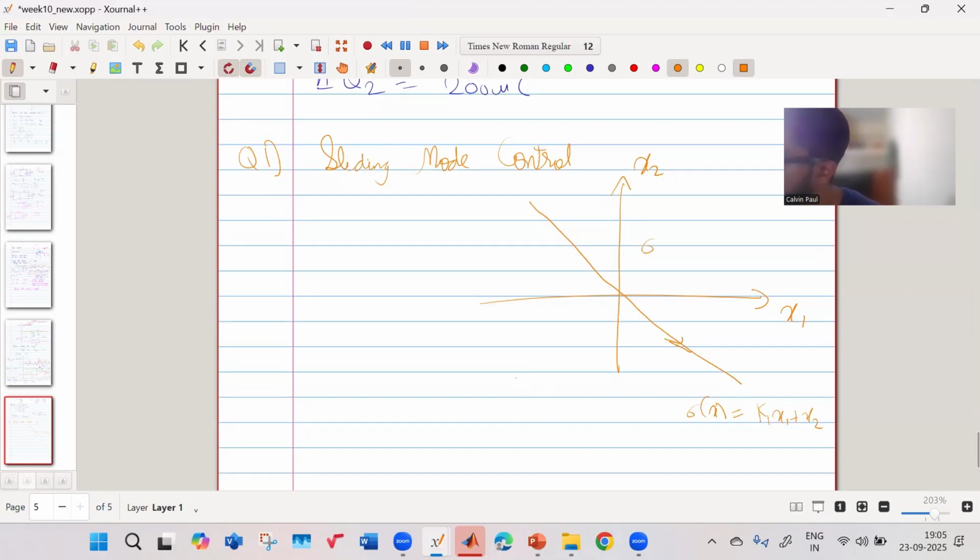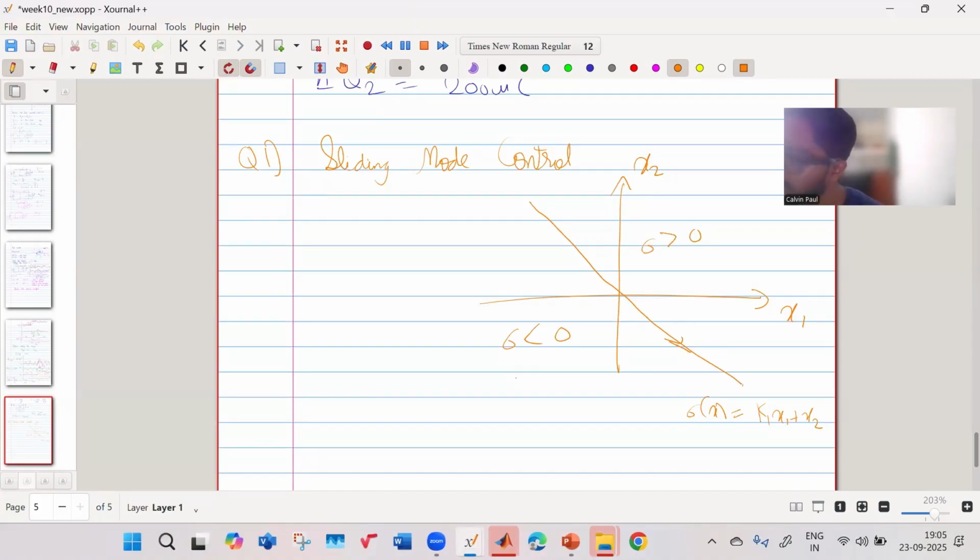And this part is sigma greater than 0. This part is sigma less than 0. Okay. This is the equation of a line. This is your sliding surface or line, because we are restricting the states to two, as we are looking at it. So you have sigma greater than 0 here, you have sigma less than 0. Now, here you will have your u positive, here you will have your u negative.